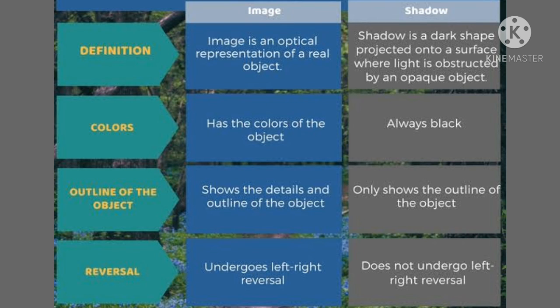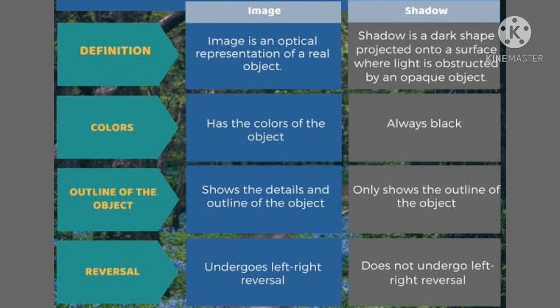There are many differences between a shadow and an image formed by a plane mirror. Now, let's compare the differences between a shadow and an image. Shadow is dark in color. Shadow always looks black in color. Image is of the same color as the object.